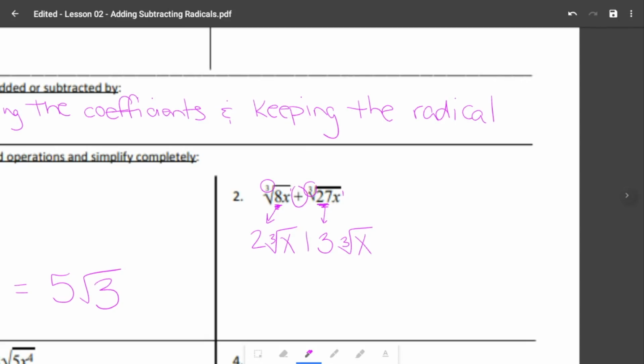These two are being added together, so don't forget to bring your plus down. And same as the last one, we can now combine together the coefficients in front. 2 plus 3 is 5. And then that cube root x comes down. We keep it the same. It cannot change. And this is our final answer.